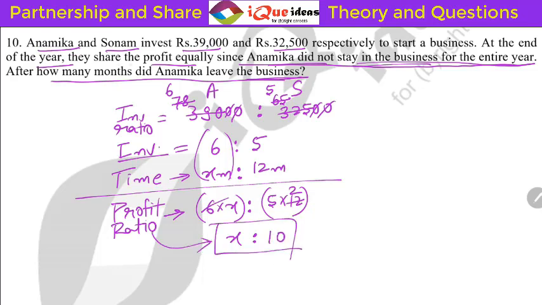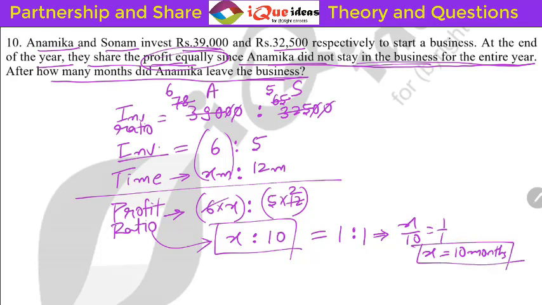Then this is the profit ratio. Okay. Then the question says they share the profit equally. Perfect. So X is to 10 is equal to 1 is to 1. This means X by 10 is equal to 1 by 1. Clearly X is equal to 10 months. That means Anamika was there in the business for 10 months. What is the question asking? Question is not asking that. Question is asking after how many months did Anamika leave? Right. So Anamika left after 10 months.